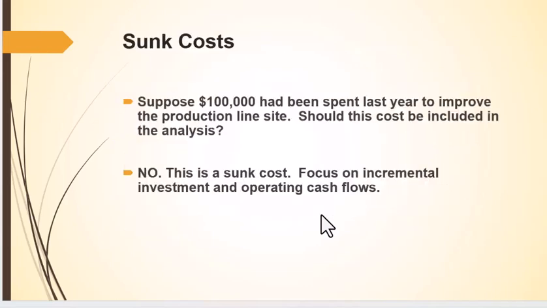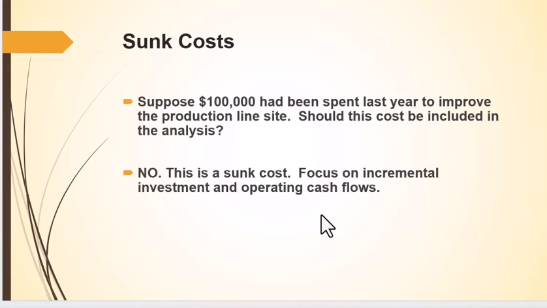What is a sunk cost? A sunk cost is something that you spend prior to even doing the project. We haven't even accepted the project yet. So this money is spent ahead of time. If we decide not to do the project, we've already spent the money. So should this cost be included in the analysis? Well, because it doesn't really matter what happens, we don't include it, right? Now, again, this is one of those things that's up to the companies. Some companies will include it, some companies will not.